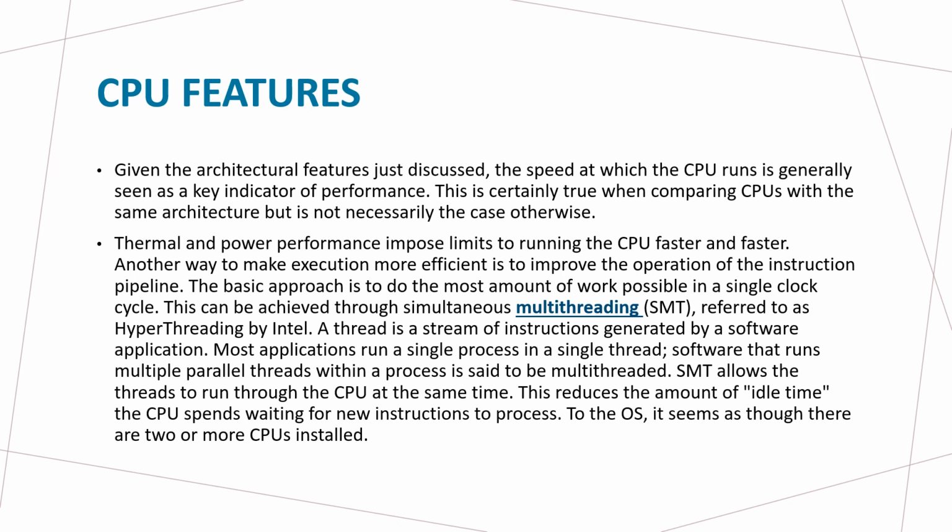The basic approach is to do the most amount of work possible in a single clock cycle. This can be achieved through simultaneous multi-threading, referred to as hyper-threading by Intel. A thread is a stream of instructions generated by a software application. Most applications run a single process in a single thread. Software that runs multiple parallel threads within a process is said to be multi-threaded. SMT allows the threads to run through the CPU at the same time. This reduces the amount of idle time the CPU spends waiting for new instructions to process.